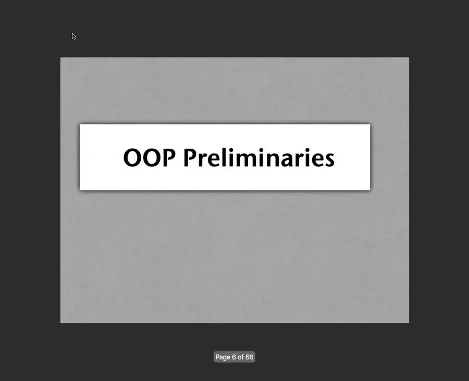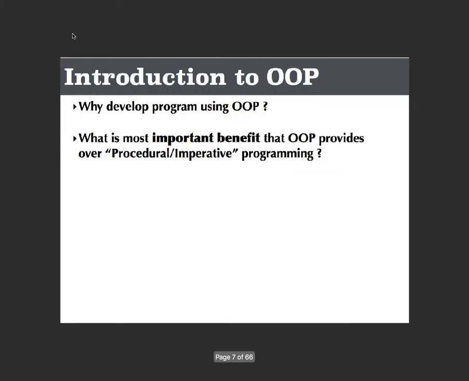Anyways, let's get started with the OOP preliminaries. Even before we jump into object-oriented programming in Python, let's make sure that the fundamentals are straight. Some of you are new to object-oriented programming, so this is to make sure that everyone is on the same wavelength. Why develop a program using object-oriented programming? Why do you use OOP? What is OOP all about? And what benefit does OOP provide in relation to procedural or imperative programming?